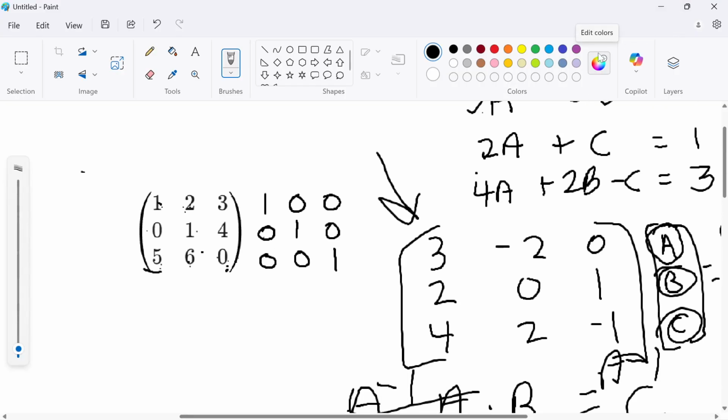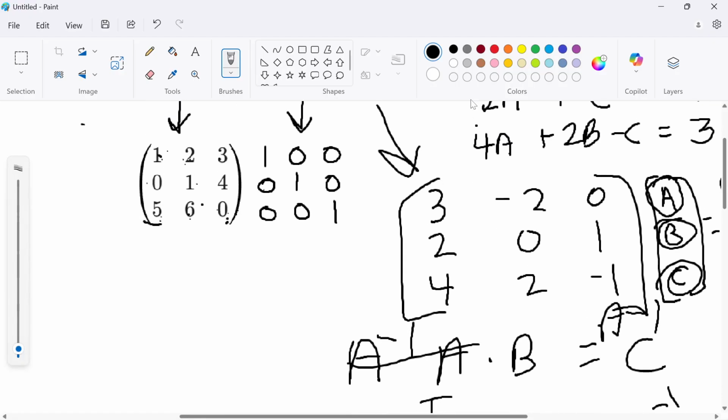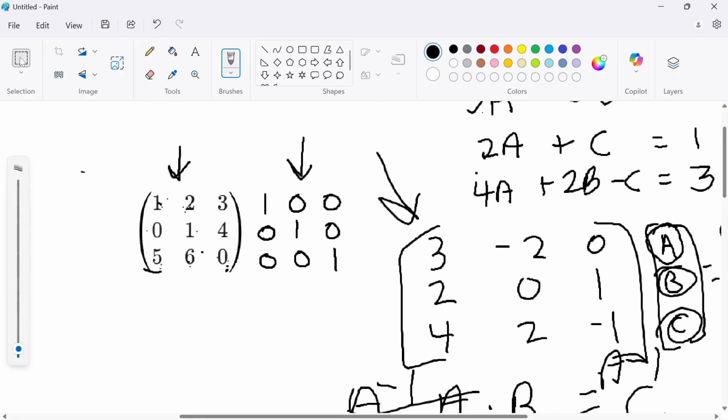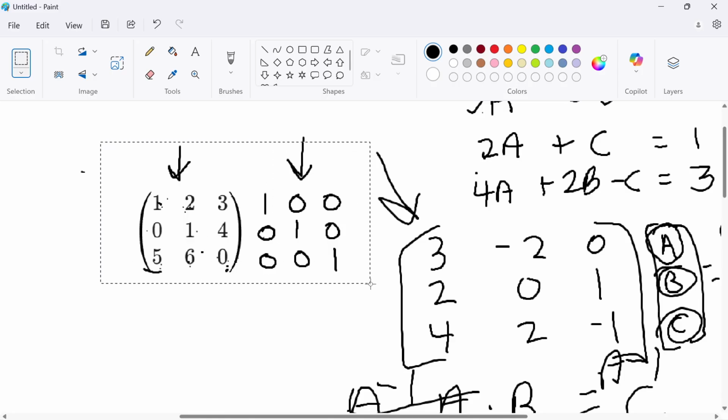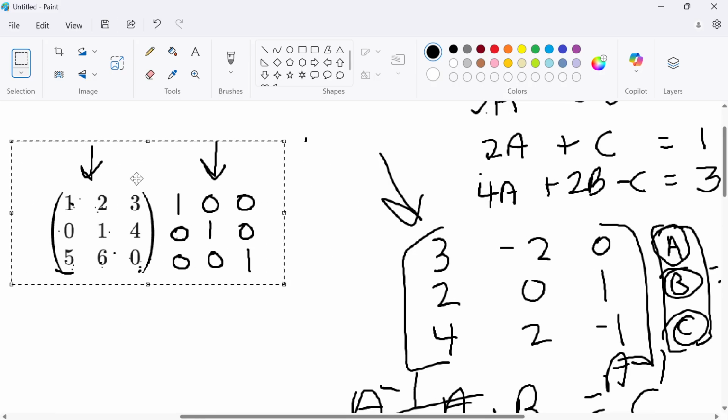I will add and subtract some multiple of one row from another row, or add them together until I can get this one on the left to look like this one. And once this one is 1, 0, 0, 0, 1, 0, 0, 0, 1, then the one on the right will be the inverse. So let me get a little bit more room for this because I've infringed on my space.